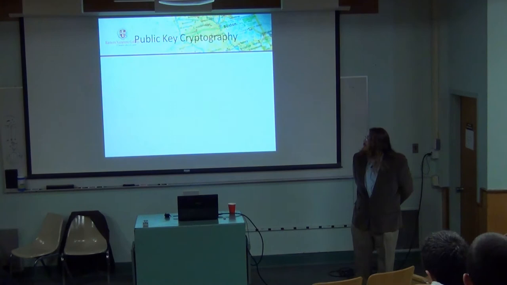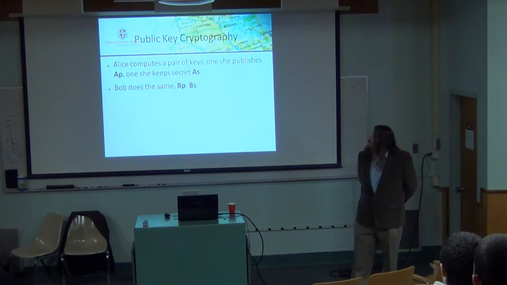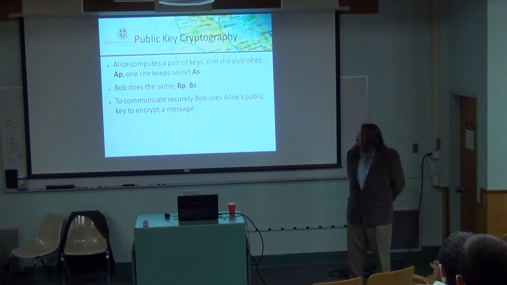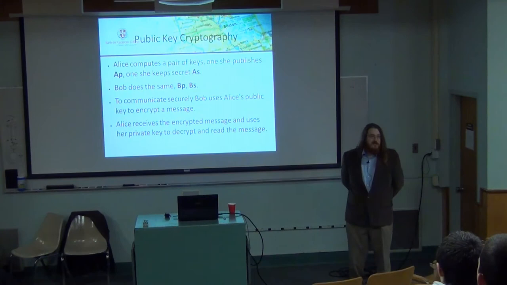Alice computes a pair of keys. One she keeps absolutely secret. One she publishes anywhere. So you can publish it on your website. Bob does the same. He computes a public key and a secret key. To communicate, Bob downloads Alice's public key, encodes the message, and sends it. Alice then uses her secret key and decodes the message, and she's able to read it, and Eve, in between, is unable to do anything about this.